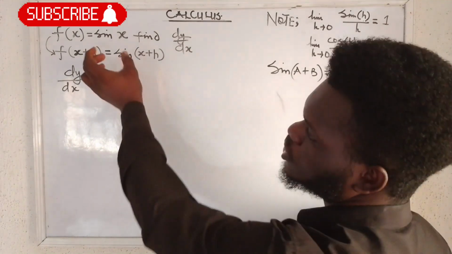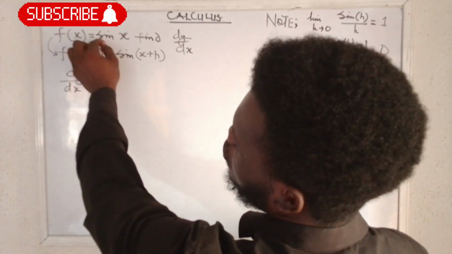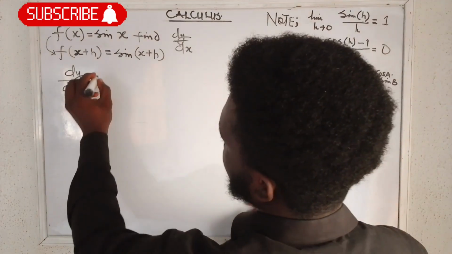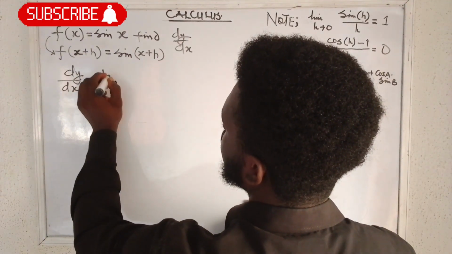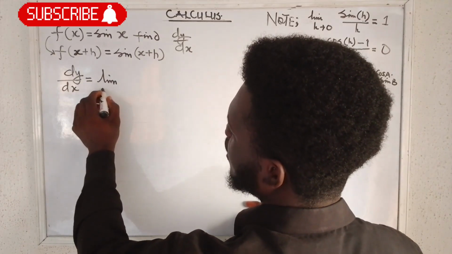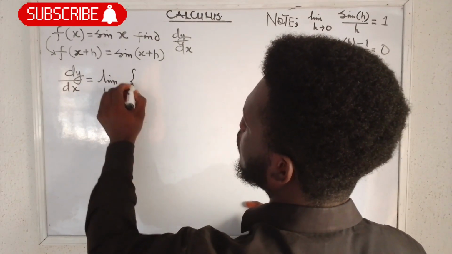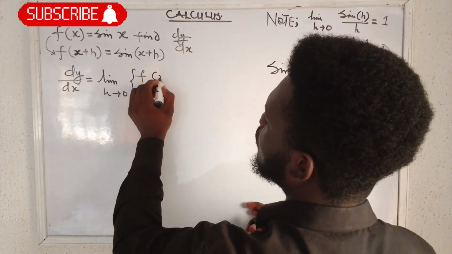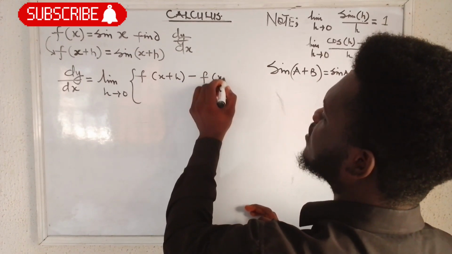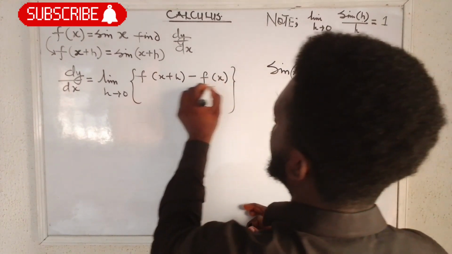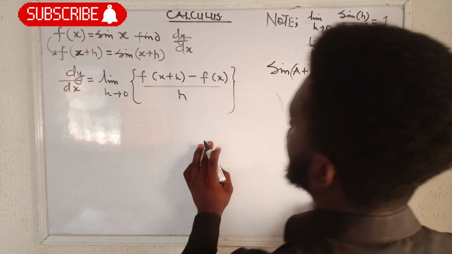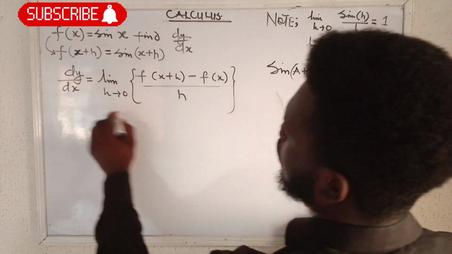Now let's see, if we are given the function of x to be sine of x, what will be the derivative of sine of x? So let's find that. We are going to use the definition of a derivative, also called the first principle. So as h tends to 0, the formula is just the function of x plus h minus the function of x, all divided by h. Now what do we do here? Let's see what we can do.